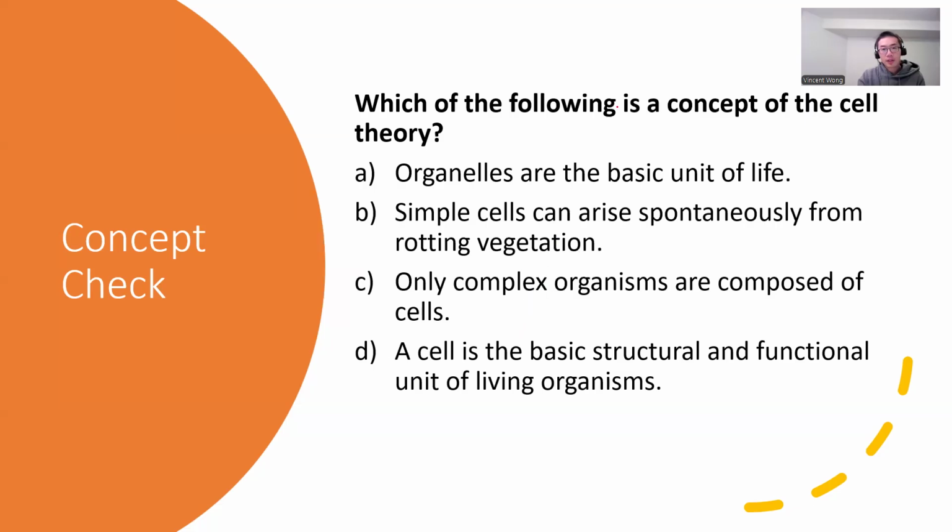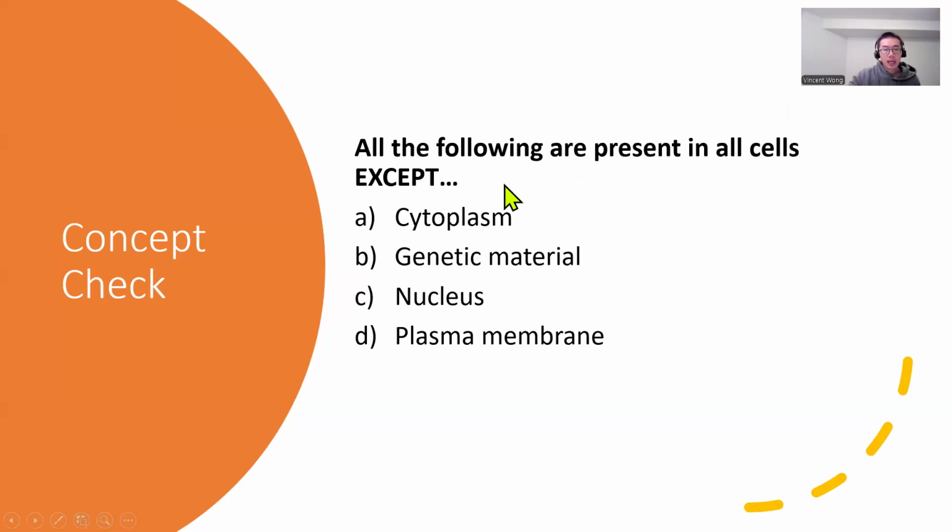All right, so which of the following is the concept of the cell theory? Correct answer is D. A cell is a basic structural and functional unit of living things. Not too difficult. This one, I'll do this one because I haven't really talked about it completely yet.